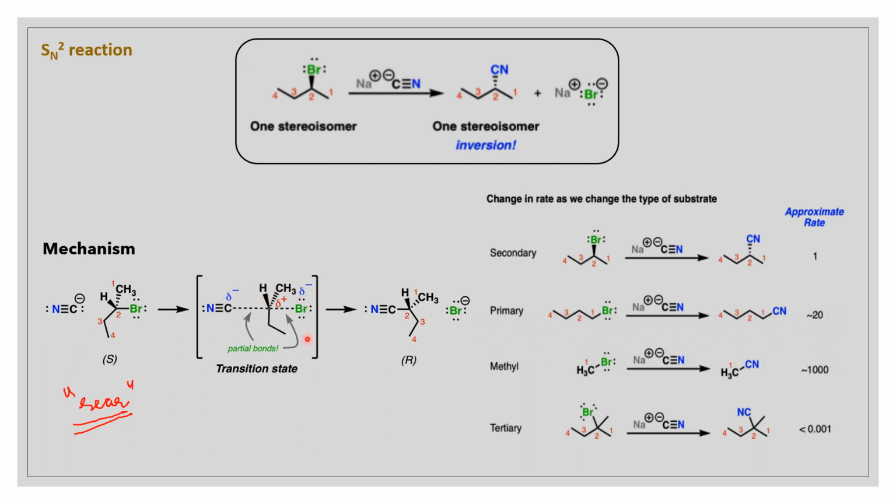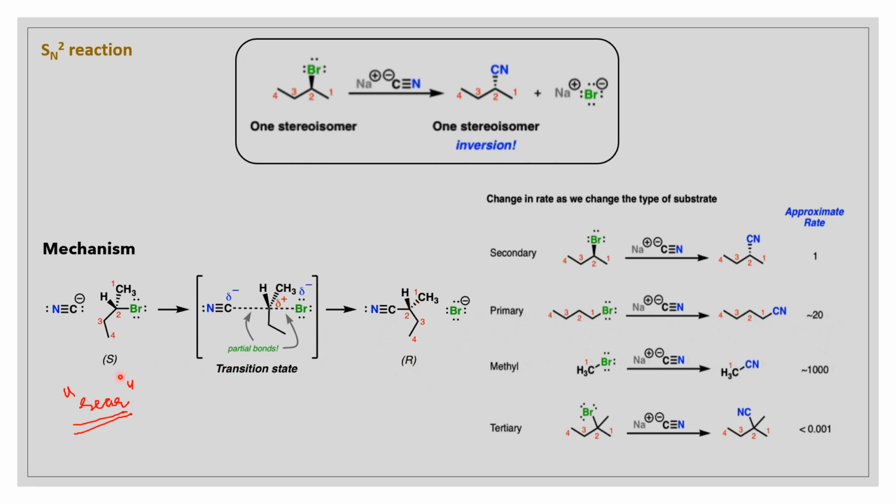So this is some sort of a 5-membered carbon atom, and this actually corresponds to the transition state. These are partial bonds, which is why they are represented in a dashed form. And here the carbon atom will have a slight positive charge, and both the leaving group and the nucleophile will have a slight negative charge. That is why it is represented with delta. And finally, at the end of the reaction, the bromine atom, the leaving group, will leave as a bromide ion, resulting in the formation of a product.